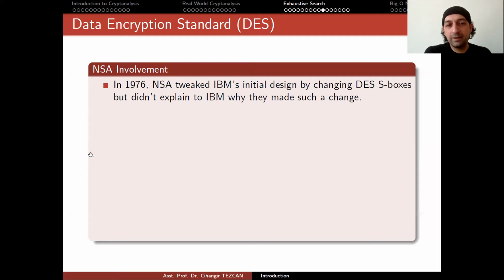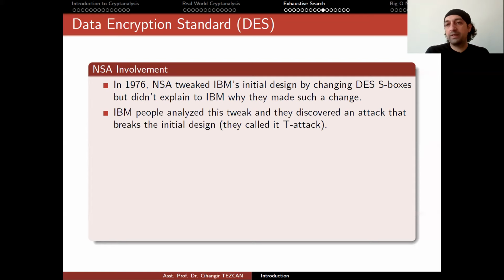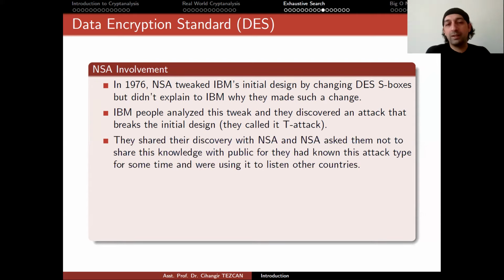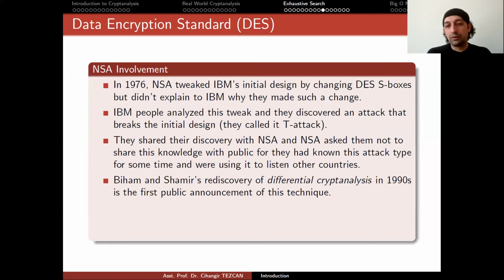So in 1976, NSA tweaked IBM's initial design by changing the DES S-boxes, but didn't explain to IBM why they made such a change. Since IBM had the initial S-boxes and the modified ones, they analyzed both of them to see which one is better, and they discovered an attack that breaks their initial design, and they called it the T attack. They shared their discovery with NSA, and NSA asked them not to share this knowledge with the public, for they had known this attack type for some time and were using it to listen to other countries. So this was kept secret for a very long time.